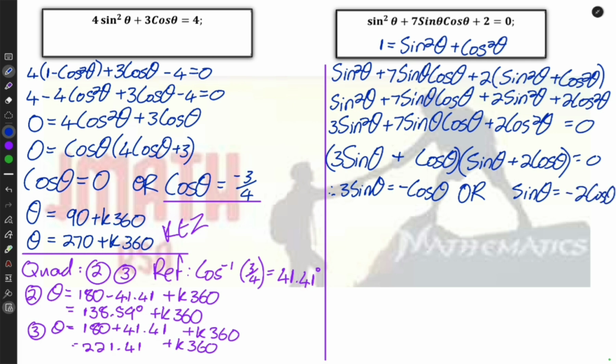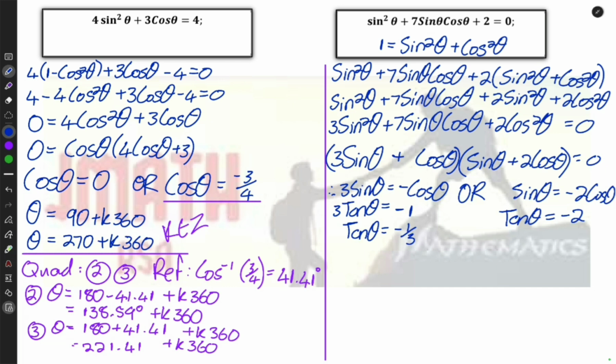Okay, I didn't give myself much space, but let's try and finish this. So now I can divide everything by cos to make it a tan. So this would be 3 tan theta is equal to minus 1, and therefore tan theta is equal to minus a third. On the other side, I can divide, and I can see, okay, but tan theta is going to be equal to minus 2. Great. Now I need to general solution both of those, and that's how I get the answer.